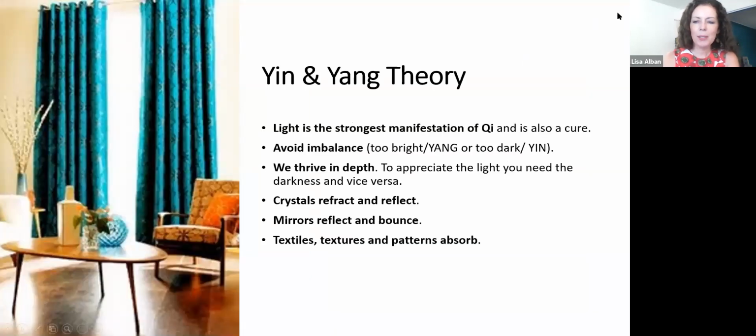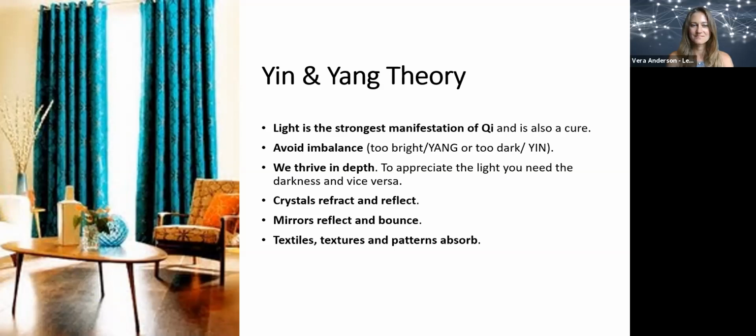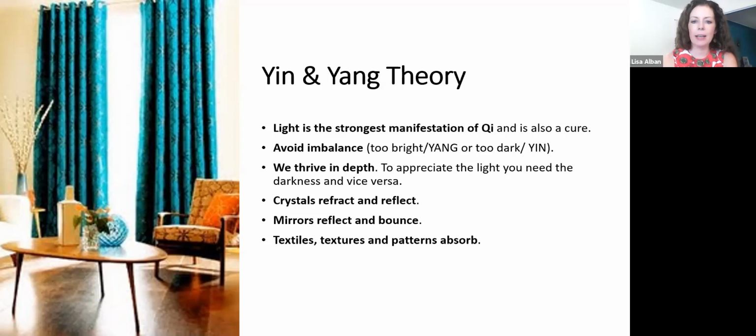So again, with yin and yang, we talked about light being the strongest manifestation of qi and getting a sense of whether our spaces are experiencing any imbalances, whether they're too bright, too cool, too much like a cave, too much like a sauna. We thrive in depth. So being able to create spaces that have variety of light and a variation in darkness. So you don't want to rely on just one overhead light. You want to have a variety of lights, floor lamps, table lamps, candles even, to help create that tranquility and harmony that we're looking for in our spaces.